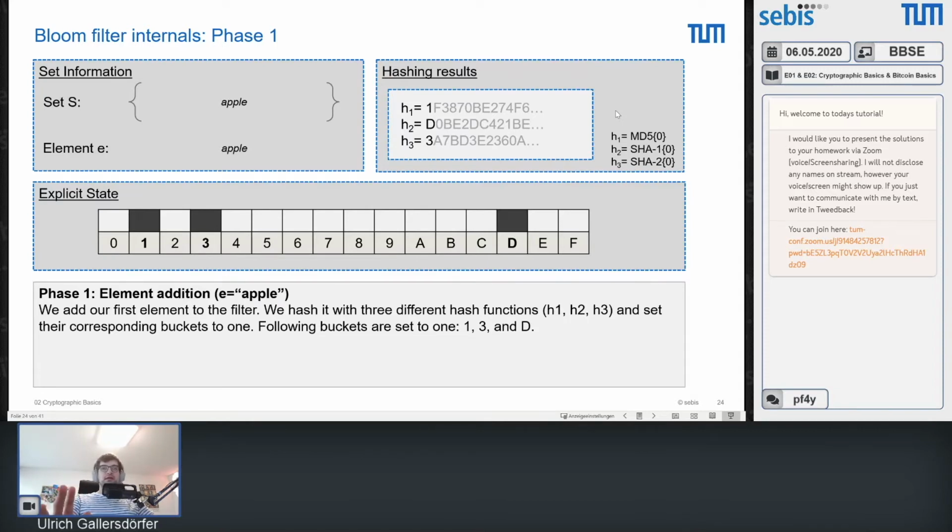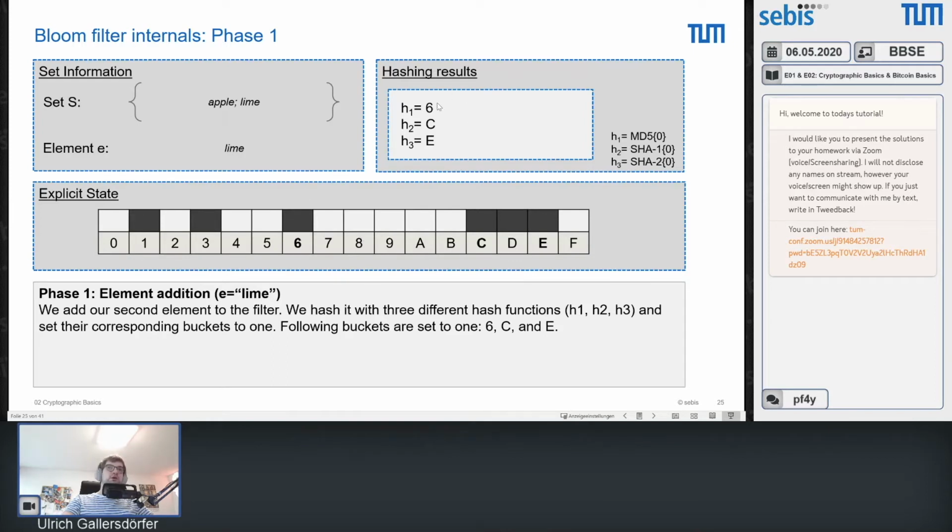The explicit state now changes because we have the values returned from our hash functions when we put apple in there. It's 1D3. Now we have to set the corresponding buckets to 1. So 1 is set to 1, D is set to 1, and 3 is also set to 1, because we added the element apple. The next step is the same for lime. We have 6, D, E, and so on. I just omitted these values here. As you see, we have new values which do not overlap with the previous ones. So 6 is set to 1, C is set to 1, E is set to 1. Now we have apple and lime in our set.